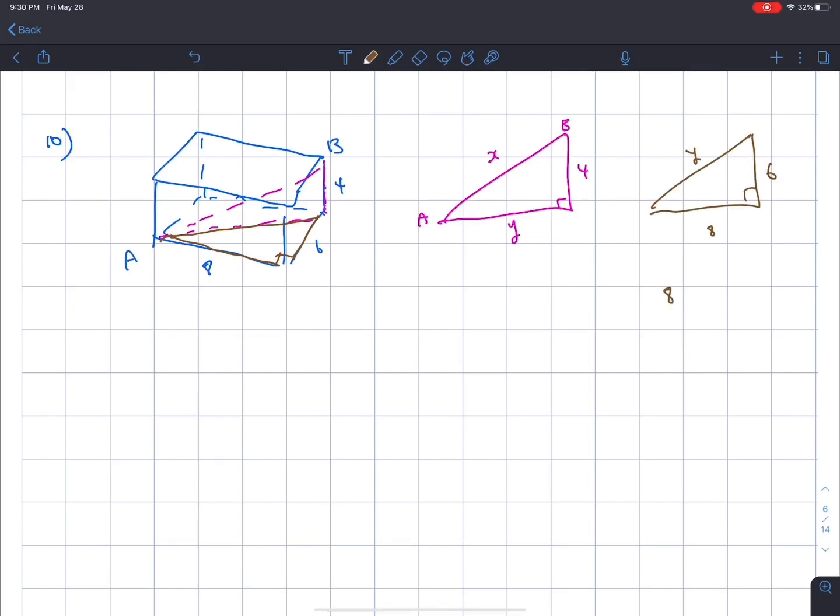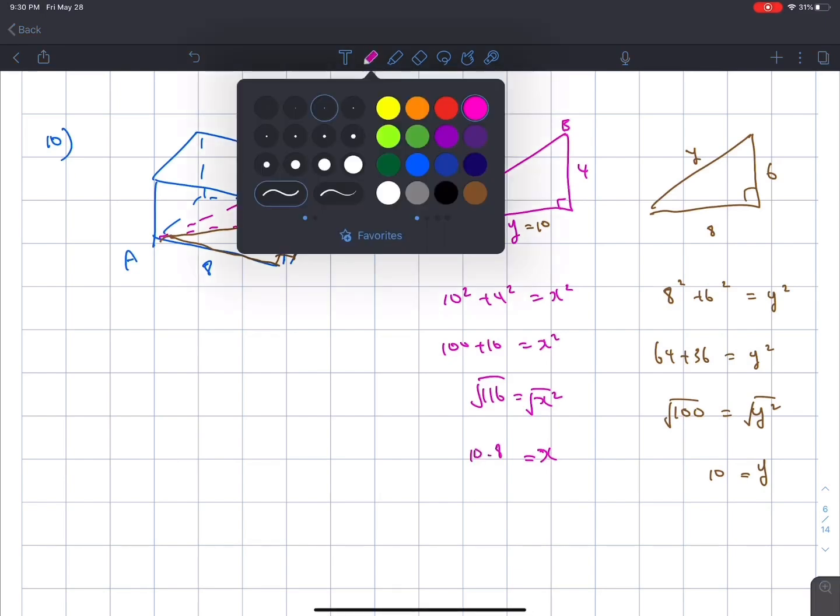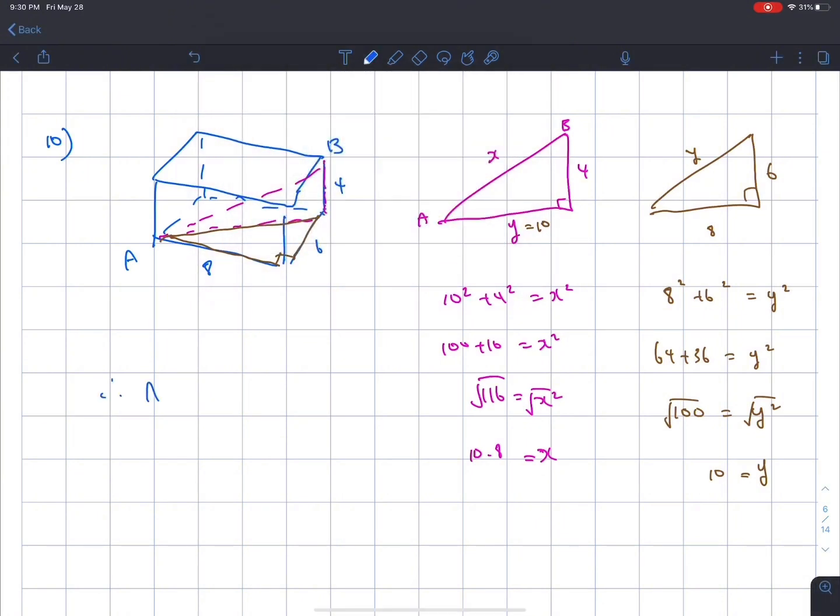So now we can find Y. 8 squared plus 6 squared equals Y squared. 64 plus 36 equals Y squared. 100 equals Y squared. We square root both sides, we get Y equals 10. Now we can say 10 squared plus 4 squared equals X squared. 100 plus 16 equals X squared. 116 equals X squared. Square root both sides, we get X equals 10.8. And that's the answer. AB equals 10.8 centimeters.